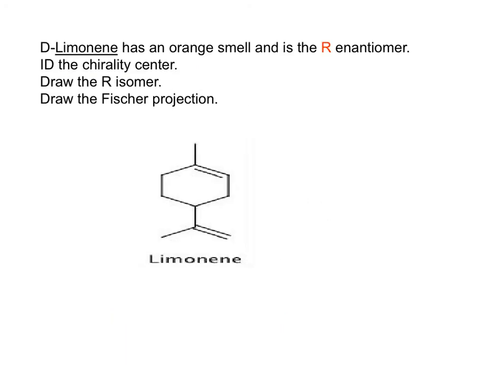And the answers are, the R enantiomer of limonene has an orange smell. The S enantiomer has a lemon smell. Stop the video and identify the chirality center, then draw the R enantiomer. The chirality center is, and the R enantiomer looks like.